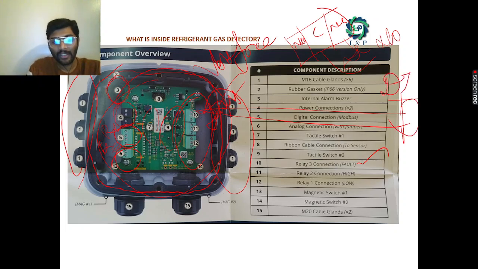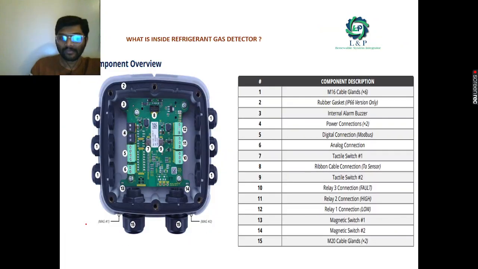As I told you, apart from it, we need this sensor to detect a high amount of gas release, high alarm as well as low alarm. For a high alarm, we can use relay 2, and for a low alarm, we can use relay 1. We also have the magnetic switches here: 13 and 14 are the magnetic switches, and we have M20 cable blanks for the cable entries. These are the very important components which are always present inside refrigerant gas detectors.